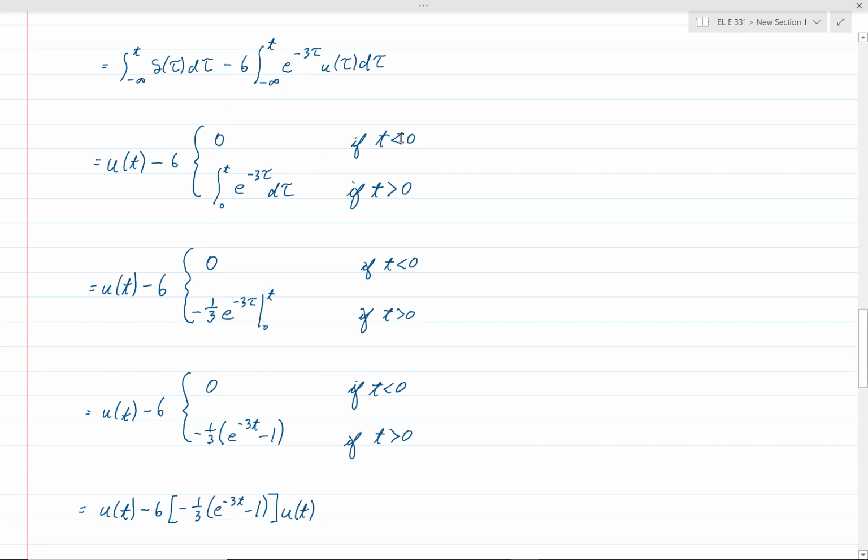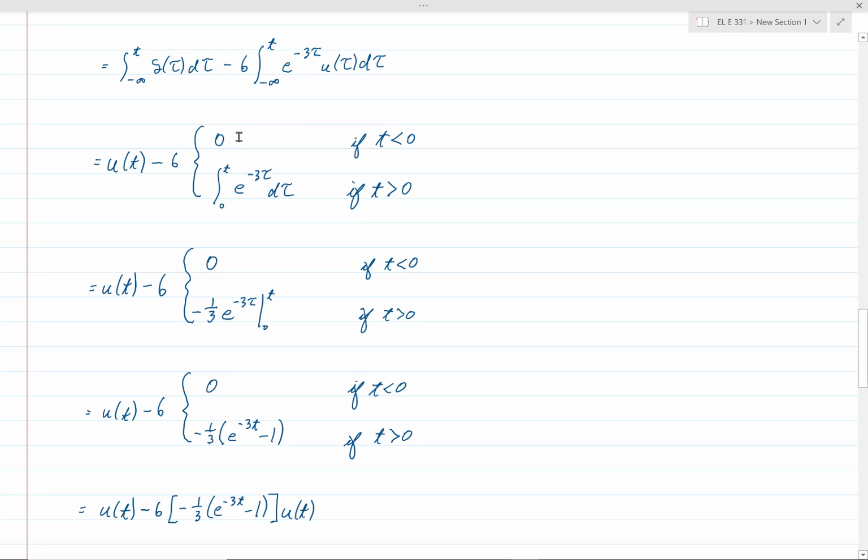If t is less than 0, then we're only integrating over negative values of tau, and so this u of tau would always be 0, and therefore the integral is 0. So if t is less than 0, this is 0.